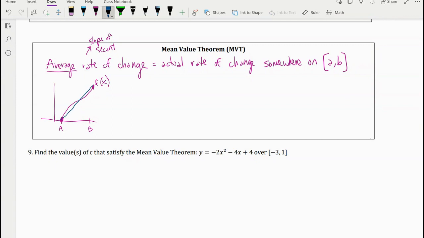Okay, so I have the slope of the secant between A and B. Okay, the slope of that is equal to the actual slope somewhere. And by actual, I mean instantaneous, right? Instantaneous rate of change. So we're going to kind of eyeball it. Looks like right about here, the slope is parallel. And then right about here, maybe the slope is parallel. Oh, maybe not there.